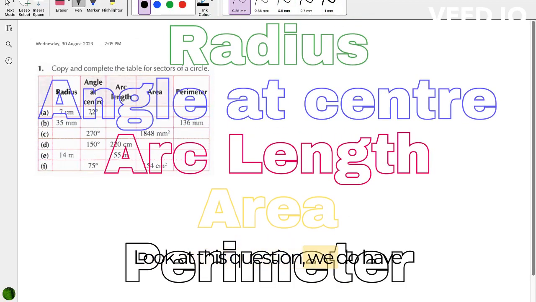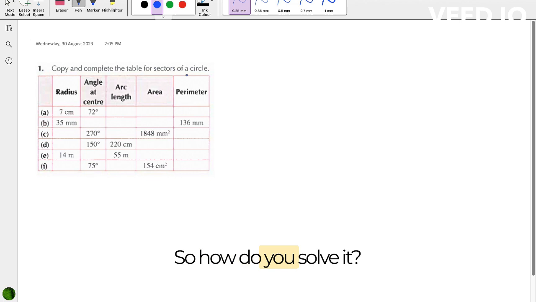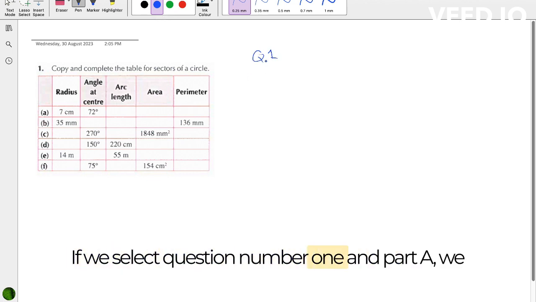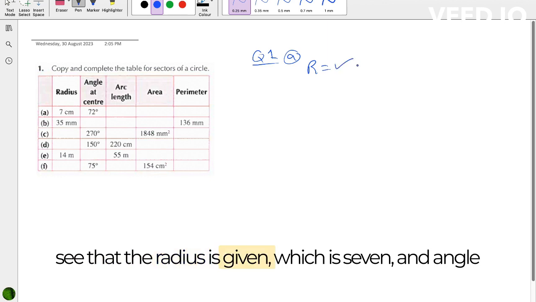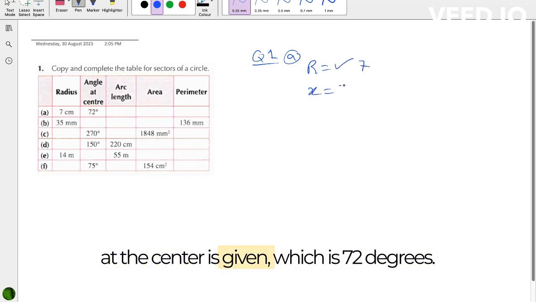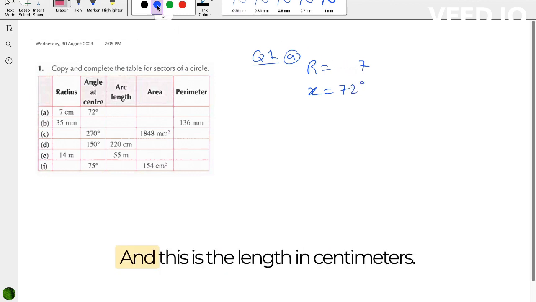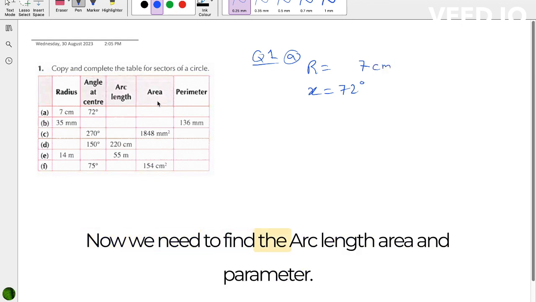Look at this question. We do have different given values and few are missing. So how do you solve it? If we select question number 1 and part A, we see that the radius is given, which is 7, and the angle at center is given, which is 72 degrees. And the length is in centimeters. Now we need to find the arc length, area and perimeter.